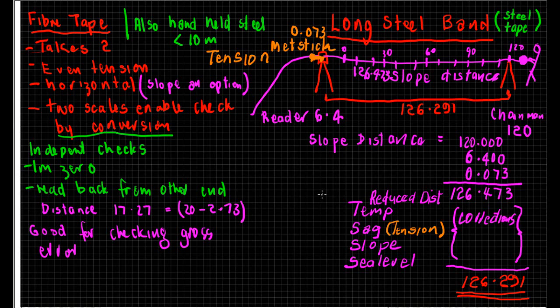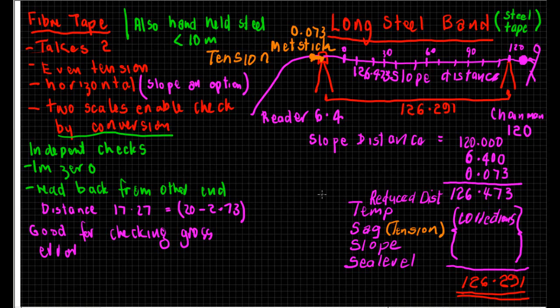Generally we measure on the horizontal, although that doesn't exclude measuring on the slope, but we would need an Abney level, or perhaps a theodolite or our total station, depending on circumstances, to measure a slope vertical angle, so that we could reduce the slope distance to the horizontal. Some of these fiberglass tapes very conveniently have two scales, a metric scale and an imperial scale, which enables us to check. If we read both scales and convert one to the other, we shall get the same answer, and that's a very good independent check.